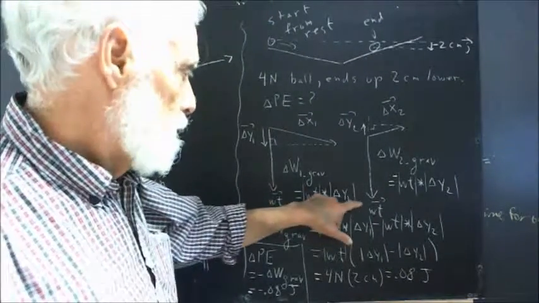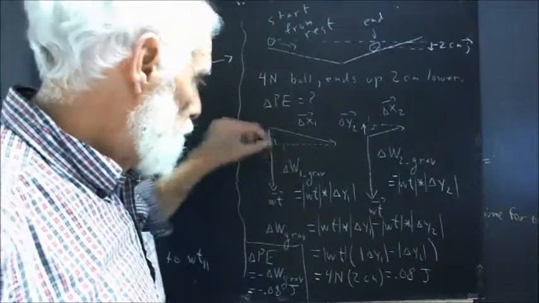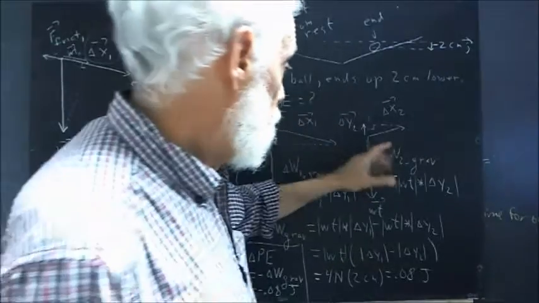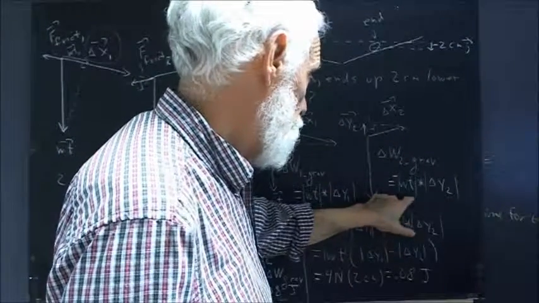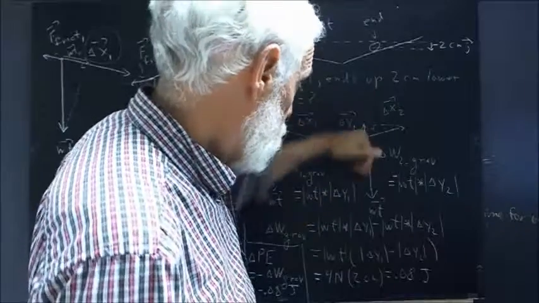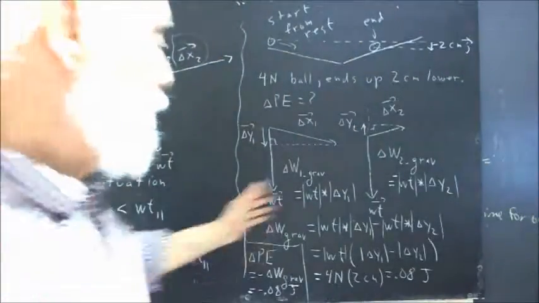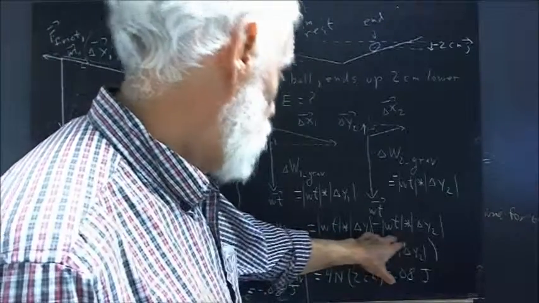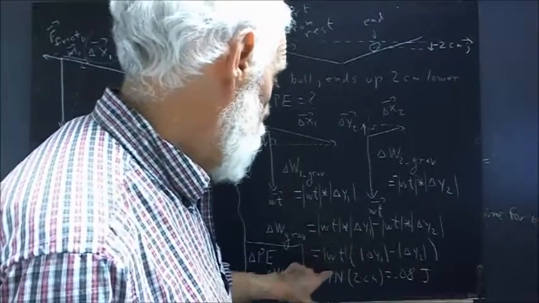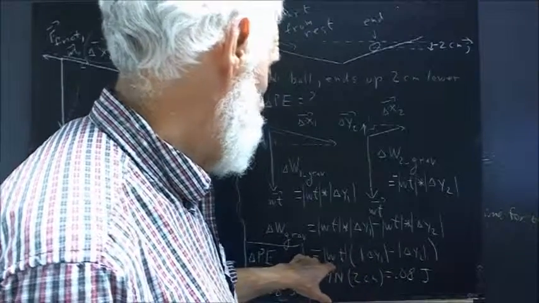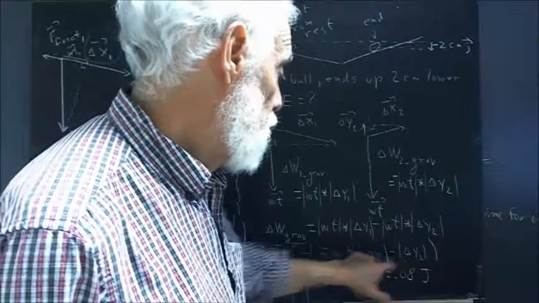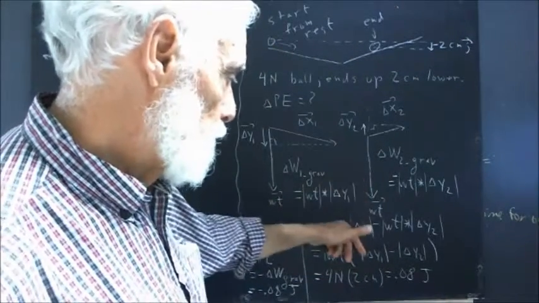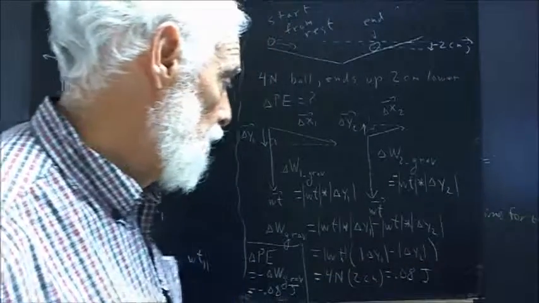We get the work done by gravity on the ball on the first incline, and the work done on the second incline. On the second incline, the work is negative because the vectors are in opposite directions. And then we add those up. This is going to be positive, this is going to be negative. We factor out the weight, and we find that we're just multiplying the weight vector by the difference in the two positions: the magnitude of the change in the y1 position minus the magnitude of the change in the y2 position.